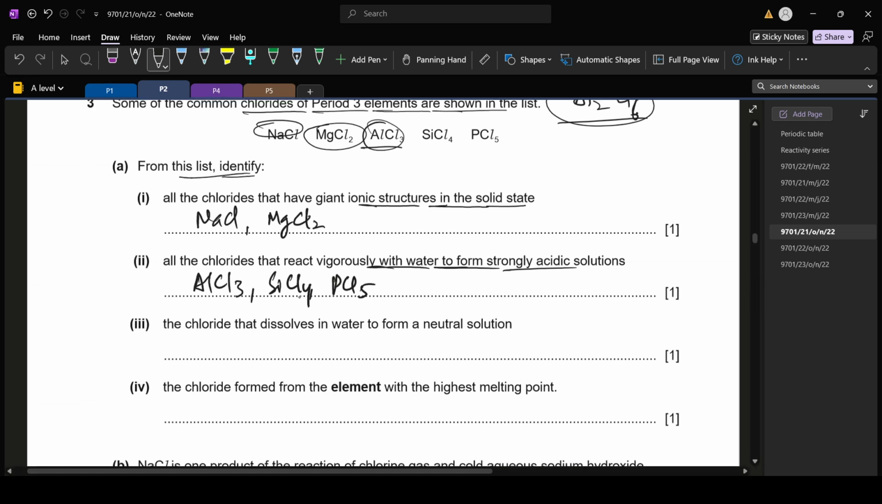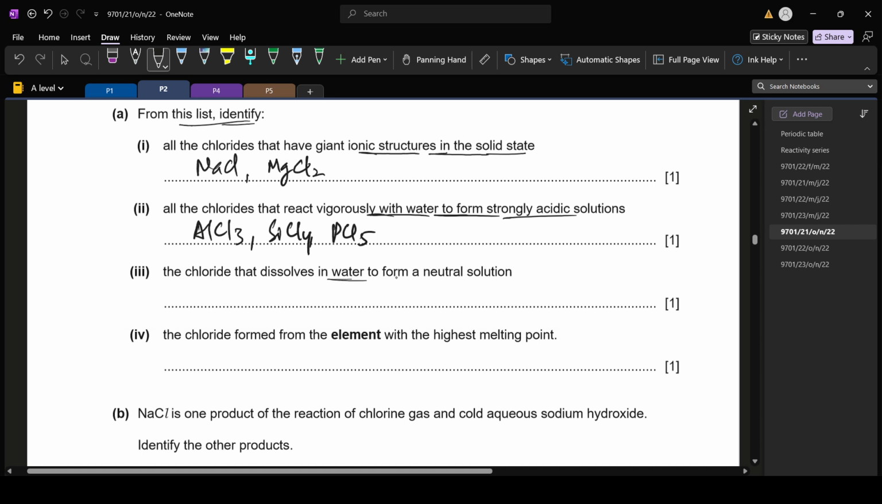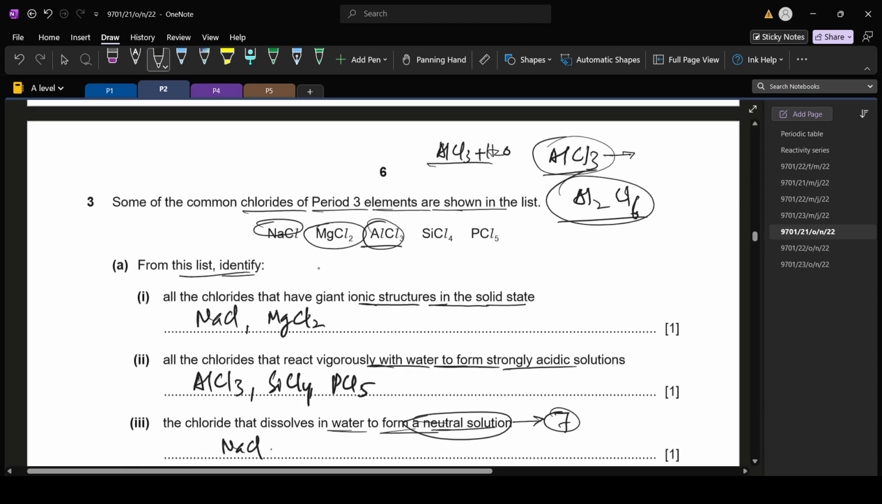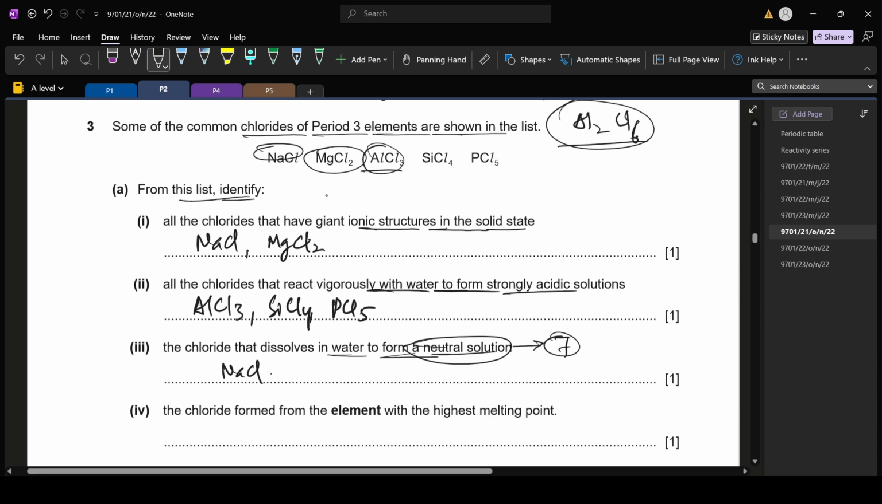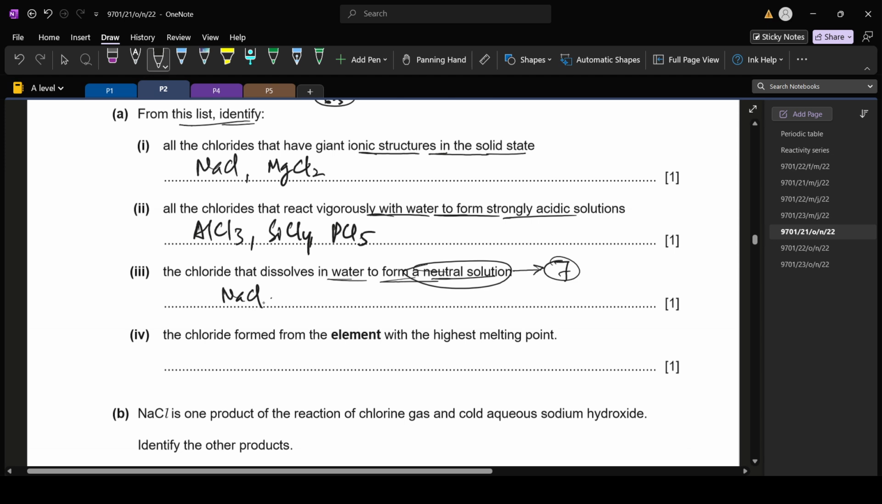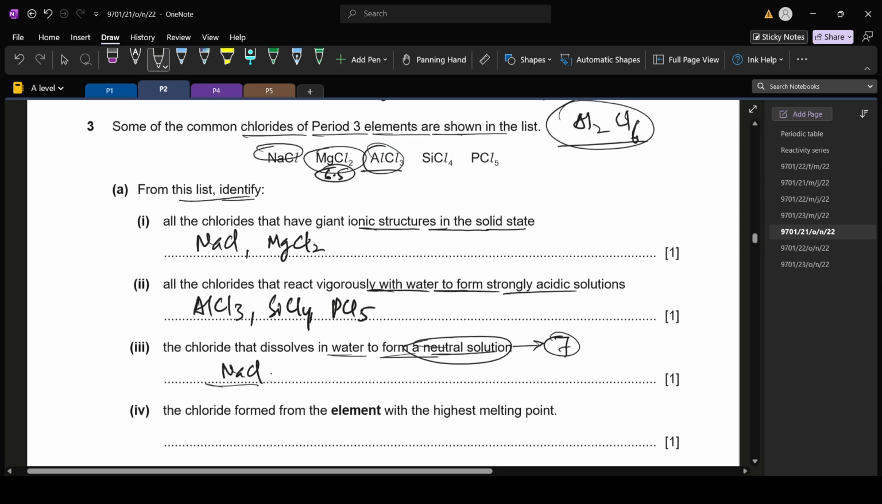Now the chloride that dissolves in water to form a neutral solution. A neutral solution has a pH of 7, and this is given by NaCl. Magnesium chloride does not give a pH of 7, it gives about 6.5, a little less than neutral. So NaCl gives a pH of 7 when dissolved in water. NaCl is the correct answer, so you have to remember that.